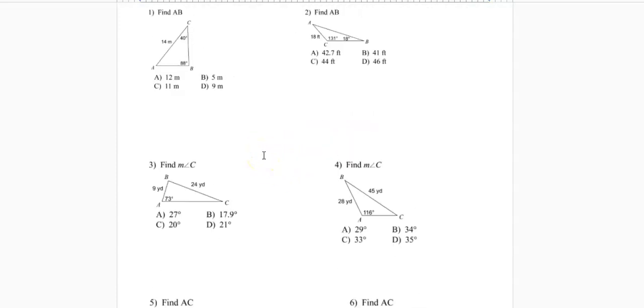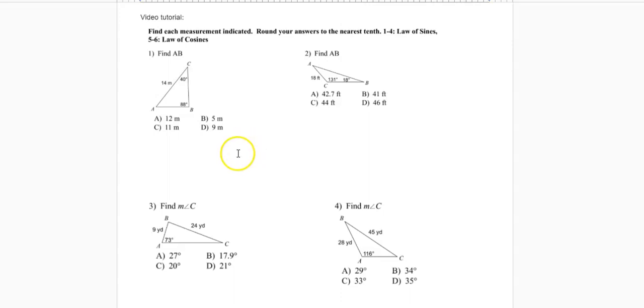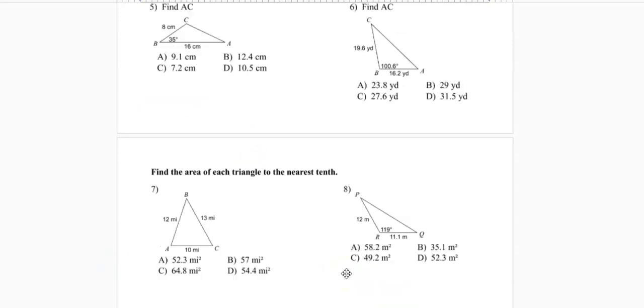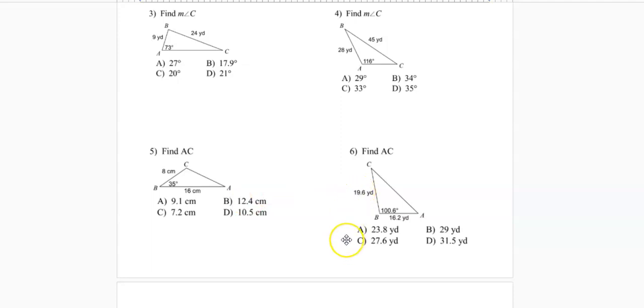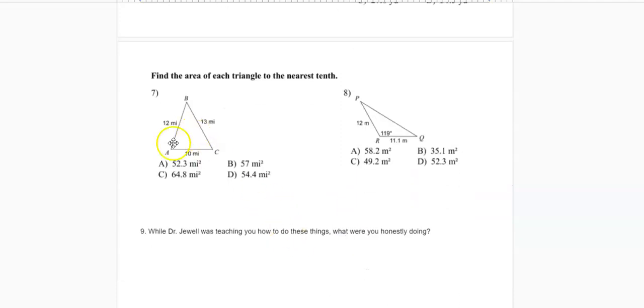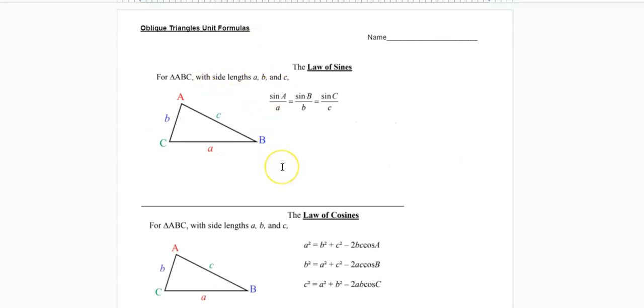All right. So this is the makeup test that you can take home and try, and show your work. 1 through 4 are law of sines. 5 and 6 are both law of cosines. 7 is Heron's formula for area, and 8 is the area with sines. So here is the formula chart that was attached to your test and your review.